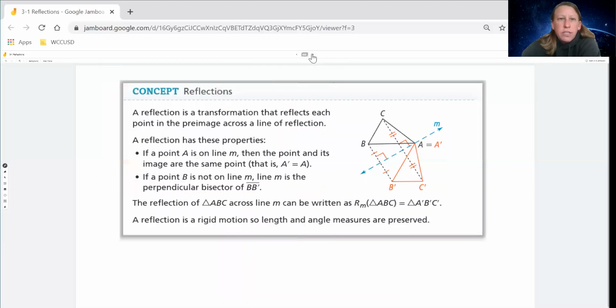The geometry definition for a reflection looks really complicated, but it's a lot like the lake and the Mount Rainier. So a reflection is a transformation. It's one of the 4 types of transformations that reflects each point in the pre-image across a line of reflection. So if this is your mountain and this is the lake, this would be the reflection.